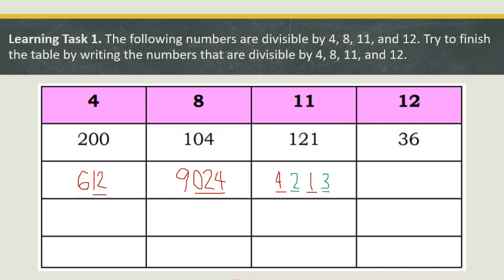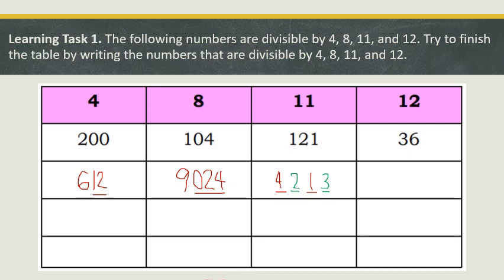So, ngayon, kapag in-apply natin yung rules ng 11, so yung 4 plus 1 na nasa odd places is 5. Ang 2 plus 3 is 5. And 5 minus 5 is 0. So, di ba pag nag-difference tayo at 0 yung naging sagot, siya po ay divisible sa 11. So, ibig sabihin ng 4,213 is divisible by 11.